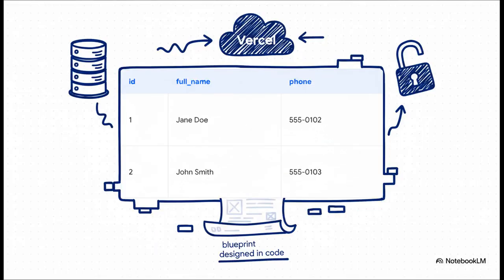And there it is, the proof. You can pop open the data browser in Vercel and see it for yourself. Our users, Jane Doe and John Smith, are now living safe and sound in our cloud database, organized exactly like that TypeScript blueprint we designed just a few minutes ago. The whole loop is complete.